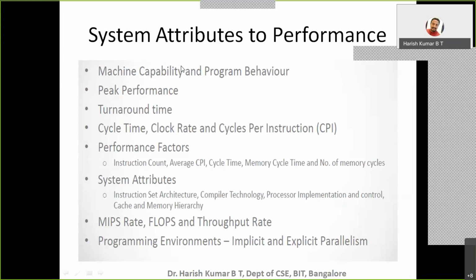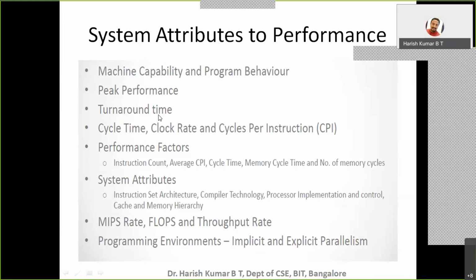Now, based on that, the performance of any computer system depends on these two, so you can say that directly. Apart from that, peak performance also maximizes the performance. The peak performance of the computer system is solely dependent on these two things: machine capability and program behavior. Now, how do you measure the program behavior or the machine capability?